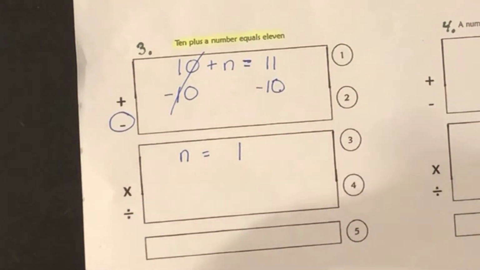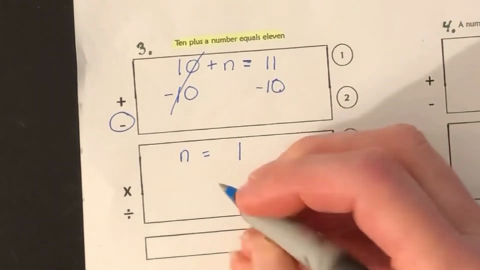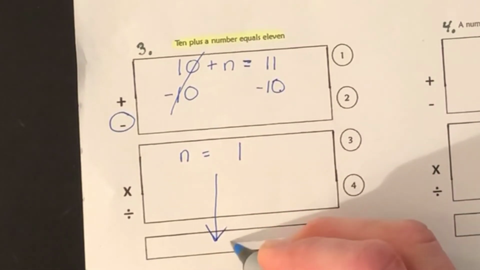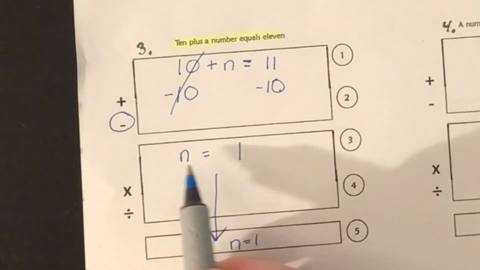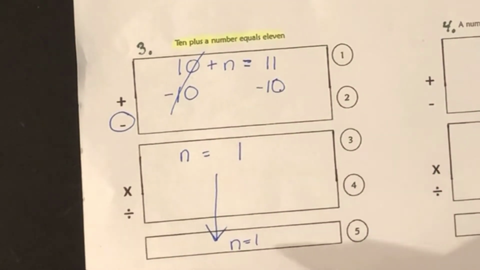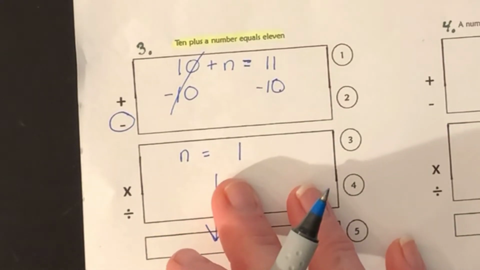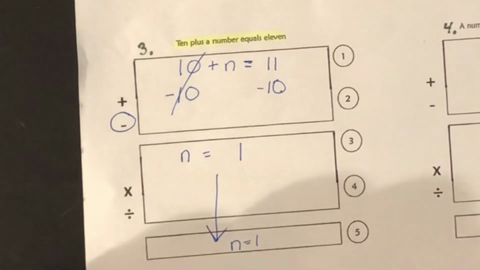Do I need to multiply or divide here? Nope, I don't. That is my answer. N equals 1. There's no coefficient, so I'm done. I solved for n. This is the only one like that. I don't know why they put that one in there. So it's a 1-step problem. All the rest are 2.